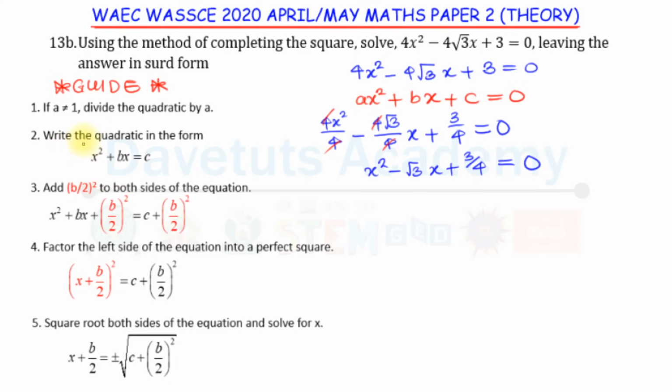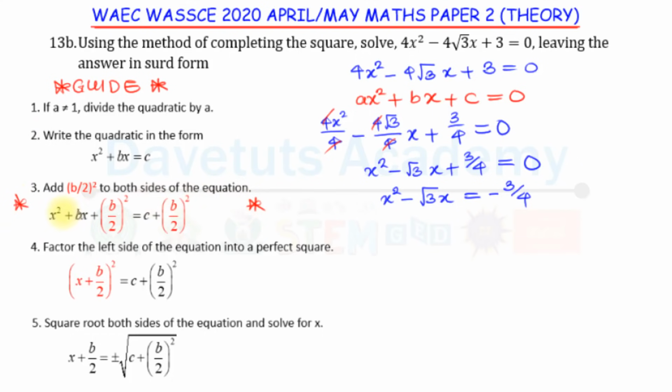Then in the second step, we are to write the quadratic in the form where the variables are on the left hand side and the constant is on the right hand side. If we do that here, we have x squared minus root 3x is equal to, when 3 over 4 moves to the right hand side, it becomes minus 3 over 4. We are done with the second step there.